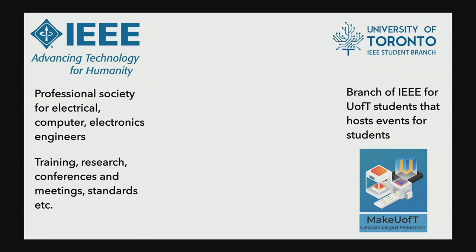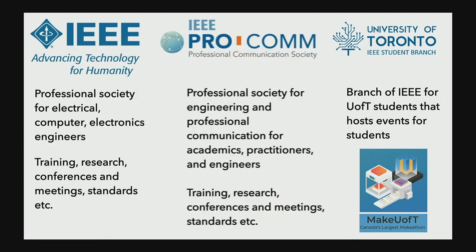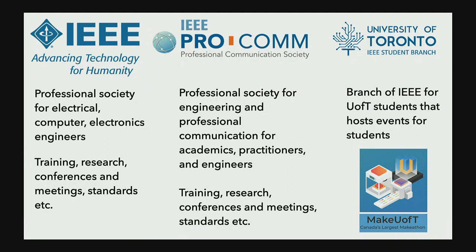But within this larger engineering organization that's focused around engineers, there are a lot of smaller subgroups. So there's a communication society, there's a reliability society, but there's also within this group a professional communication society. So within this IEEE engineering group, there's a group of us who are responsible for training and research and conferences and meetings and setting standards in professional communication.